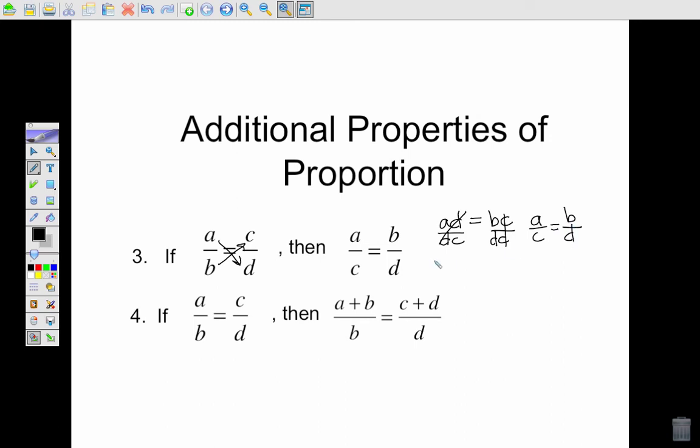So you can memorize this, or you can always just remember to cross multiply and divide however you need to divide. For this proportion, we take the denominator and we add it to the numerator. Take the denominator and add it to the numerator, and that still gives us a proportion that maintains its equality. Okay, so you can go ahead and write those down in your notes.